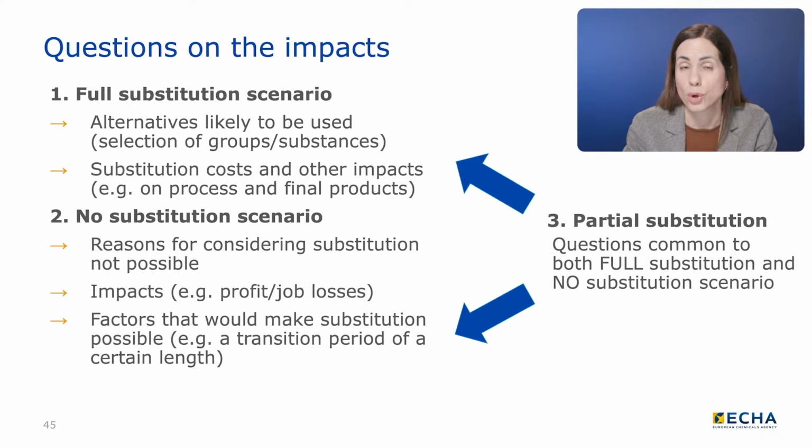If you select no substitution scenario, you will have to justify your response and then provide the information on the related impacts. So, for example, impacts in terms of profit losses or job losses. Also, if you choose this scenario, you will also have to explain what conditions could make the substitution possible. So, for example, a certain transition period.